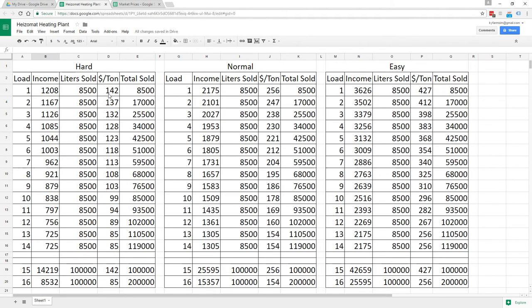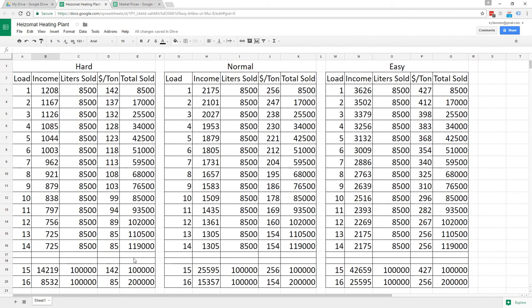So on hard mode, it starts off paying $142 a ton and will drop to the floor of $85 per ton as you sell. Normal, it starts at 256, goes to the floor of 154. Easy starts at 427 and drops to 256 as you sell. And it will pay you this price for the whole load. And so it won't change the buy price until the second loading event, right?